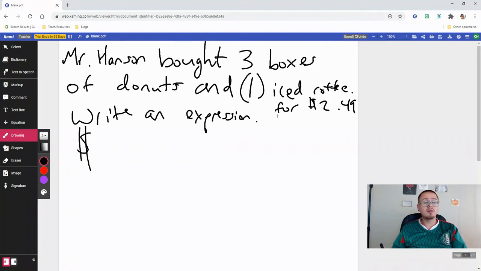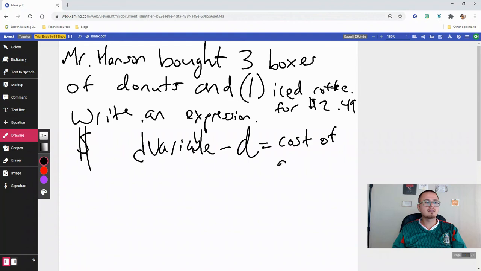Nope. So if you don't know something, you need a variable. A variable is just a letter or a symbol that represents a number that can change, an unknown value. So let's go with D. D equals cost of a box of donuts.